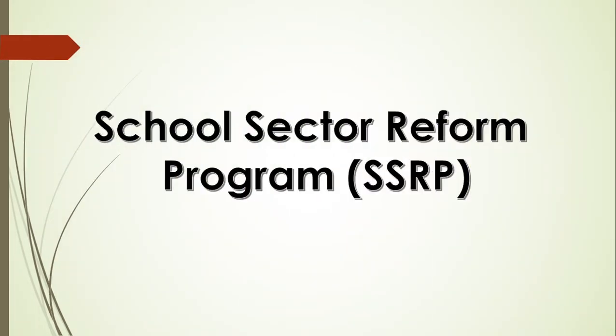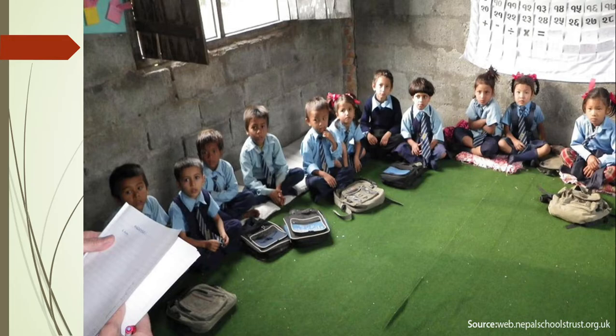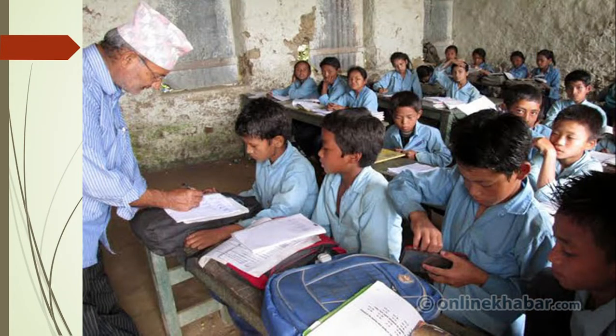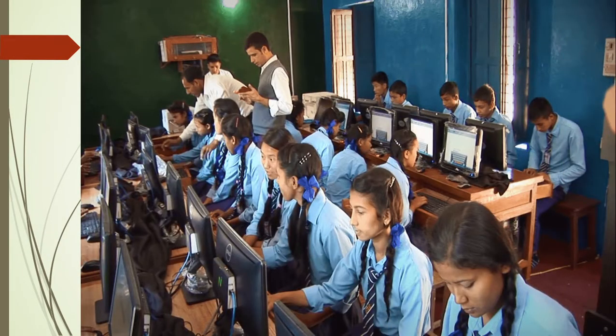Now, let us move to School Sector Reform Program. In short, it is also known as SSRP. The government of Nepal has prepared an education sector plan covering the period of 7 years from 2016 AD to 2023 AD, which is known as SSRP. The plan has the objective to provide equal access to education for all the children in the nation. It aims to produce the needed human resources for the prosperity of the nation.